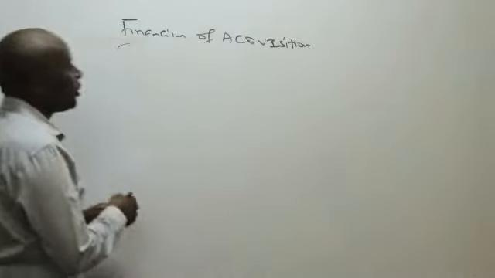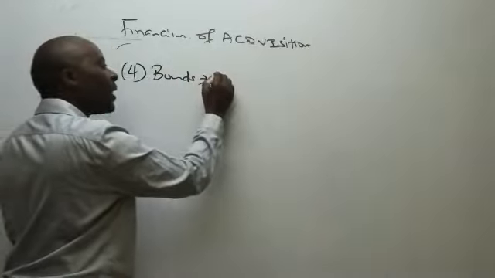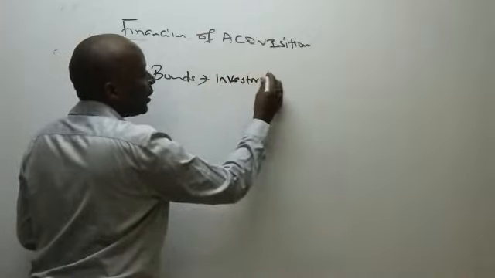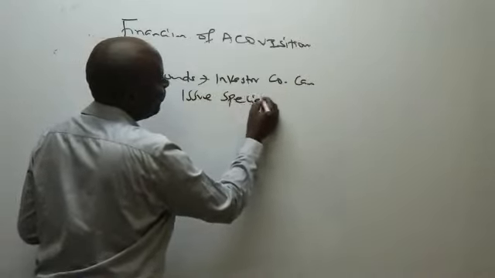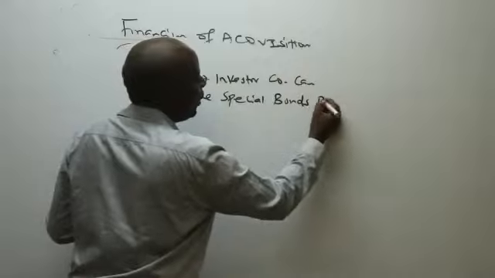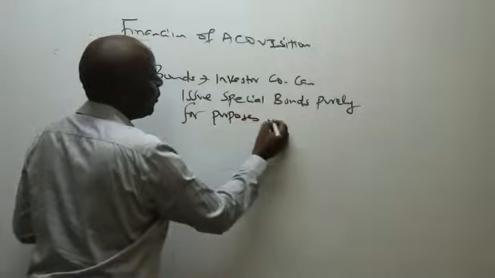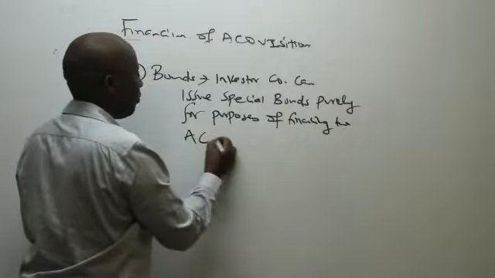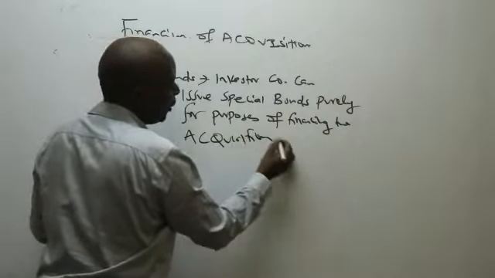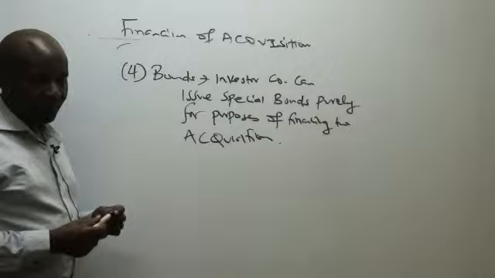Now, ladies and gentlemen, if you allow me, I'll go to the next concept, which is the bonds. I think it's number 4. So bonds, we are saying here that the predator company, the investor company, can issue special bonds purely for purposes of financing the acquisition.